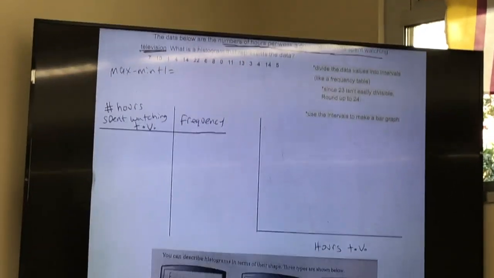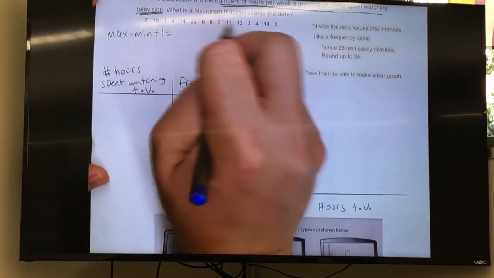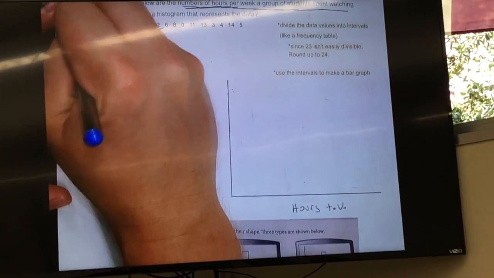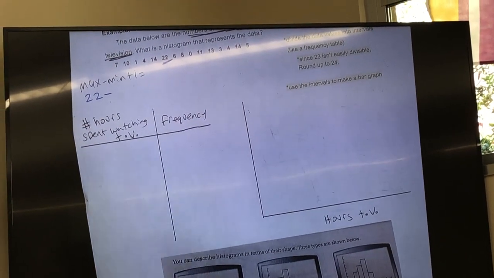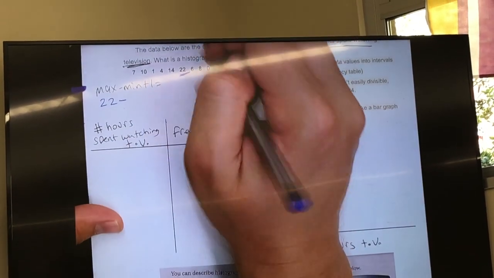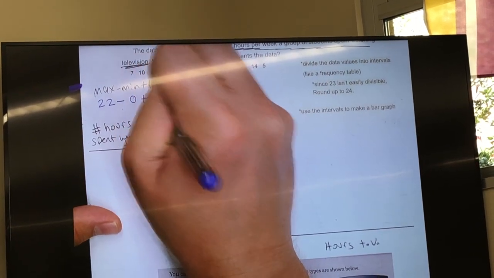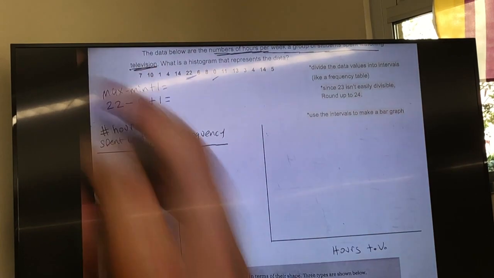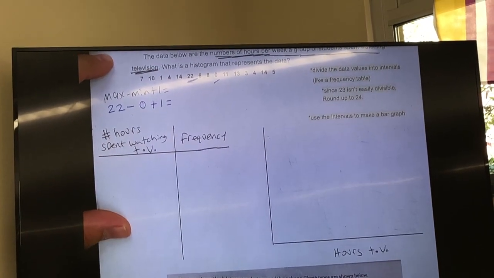Okay, so we're going to take our max. Our max will be the number 22, minus our min. Our min will be 0 again. And we will add 1 to that. So 22 minus 0 is 22, plus 1 more is 23.